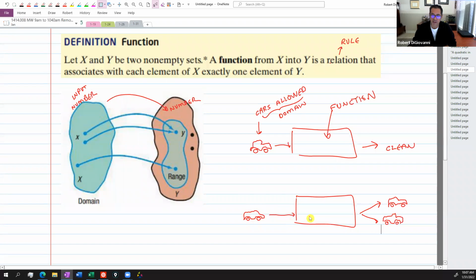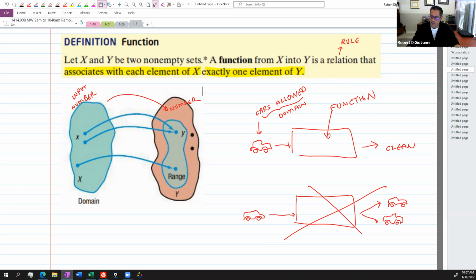Especially in 2022, cars are so highly valued. You come over the car wash where you take one car in, it spits two cars out, you're definitely in business. This doesn't happen. Functions don't do that. Functions take one thing in and send one thing out. That's what makes a function. One input, one output. And that's what this means here. It associates with each element x. So with each car that goes in, there's exactly one car that comes out. That's what that statement's saying. One input to one output. That's what makes a function a function.